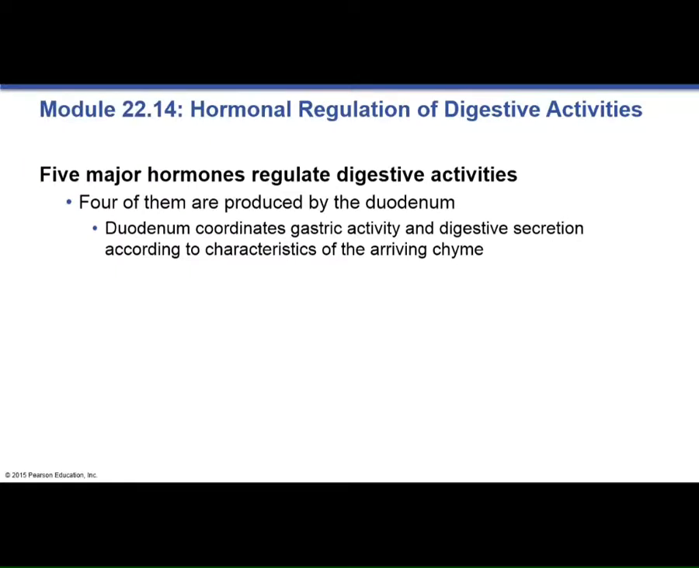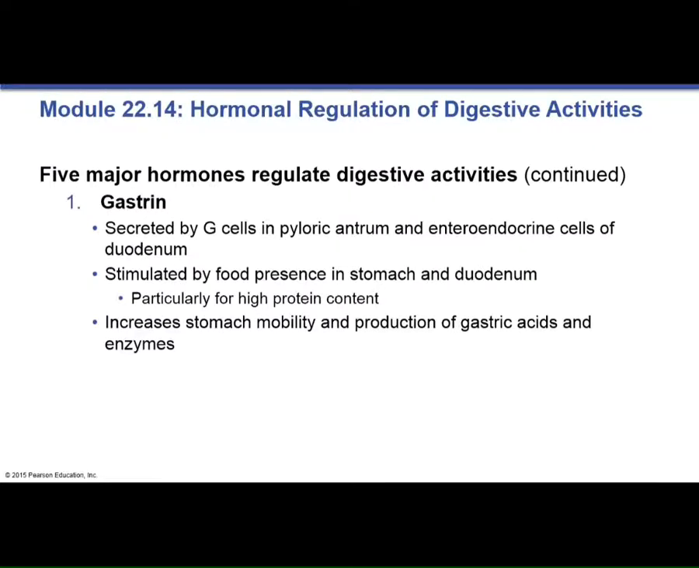Now, section 14, we're going to get into the hormone regulation of the digestive system. There are 5 major hormones that are going to regulate the digestive activities. 4 of them are produced by the duodenum itself. And the duodenum is going to coordinate all of this gastric activity and all these secretions according to the timing and the arrival of the chyme from the stomach.